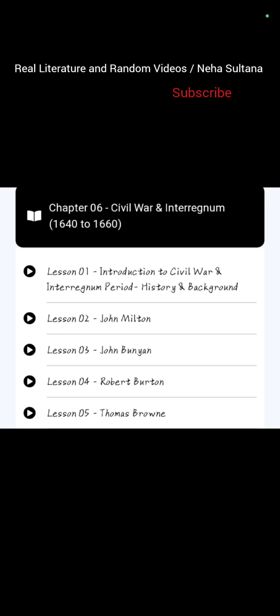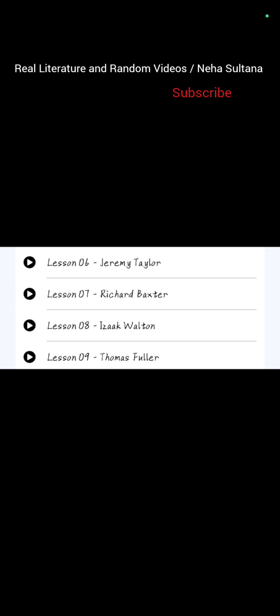And chapter number 6 is all about the Civil War and Interregnum. The first lesson is the introduction to the Civil War and Interregnum period. It consists of history, so you have to study its history and background. Lesson number 2 is about John Milton, John Bunyan, Robert Burton, and Thomas Browne. And lesson number 6 is about Jeremy Taylor, Richard Baxter, Izaak Walton, and Thomas Fuller.